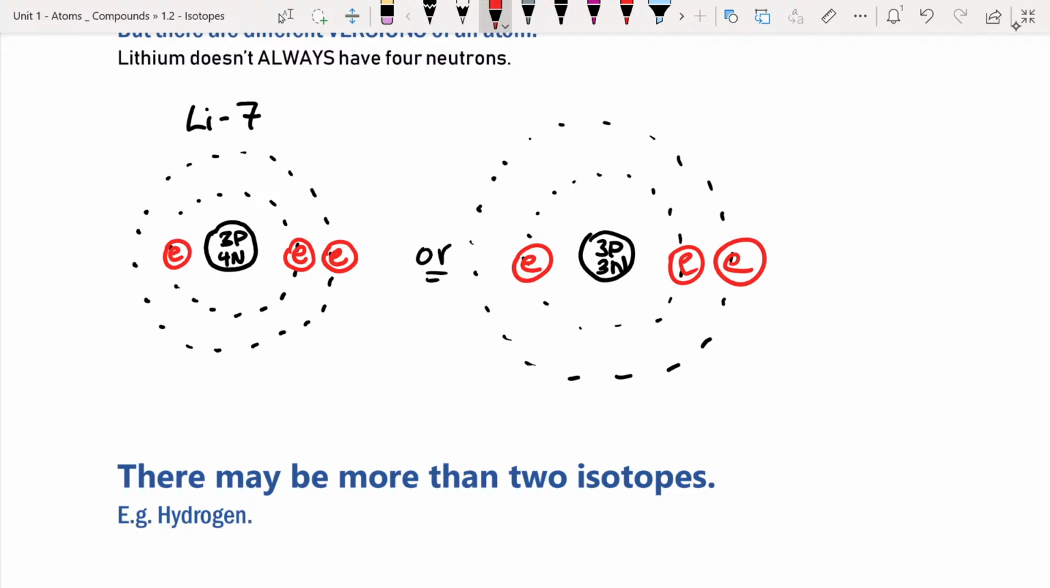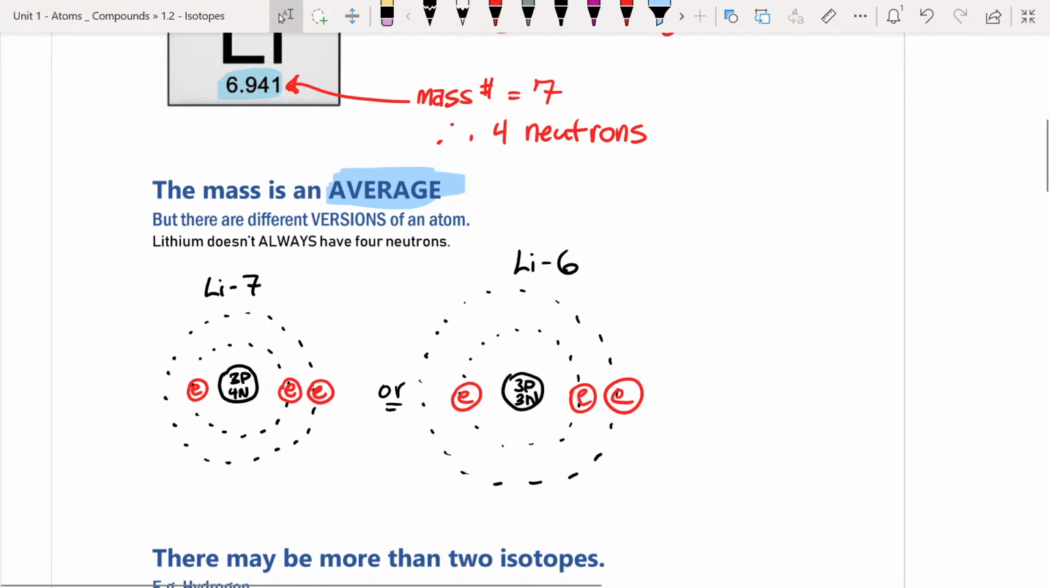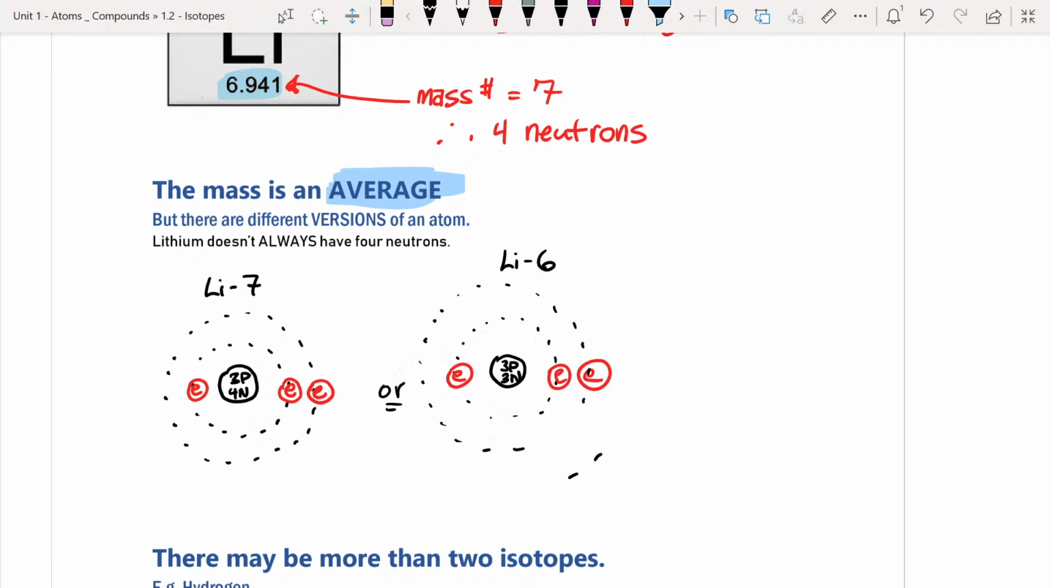So both of these exist. What would we call this lithium? This one we call lithium 7. What do you suppose we would call this one? Lithium 6. Very good. We call this lithium 6. And based on the average mass, which version of lithium is the common one? 7. Very good. Can everyone see that?